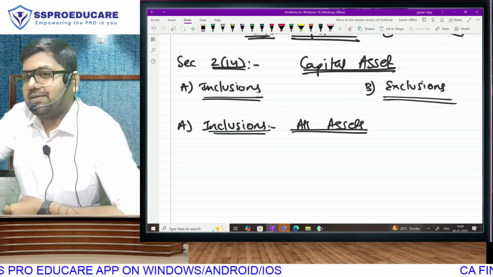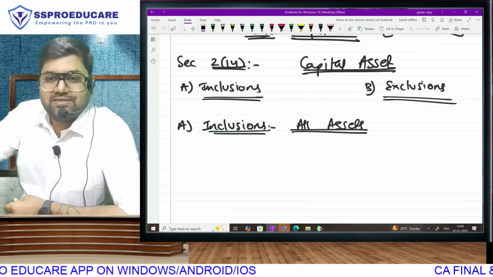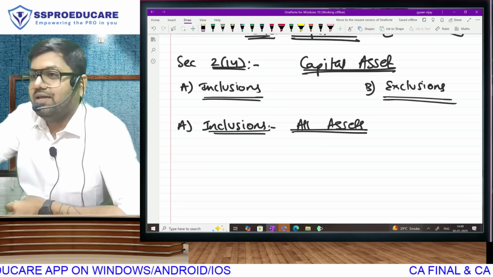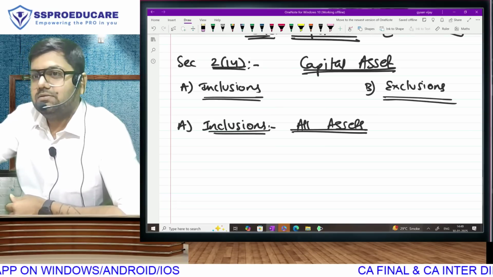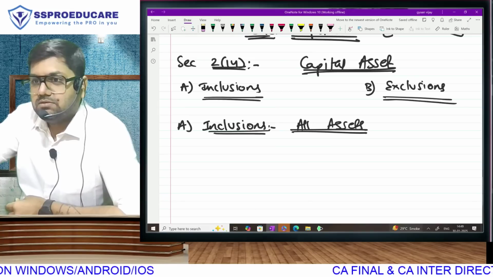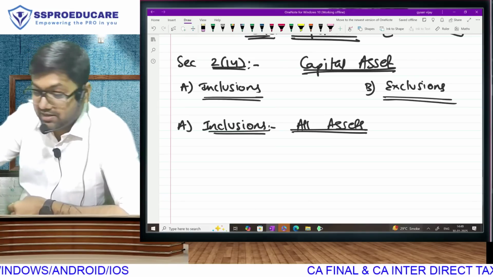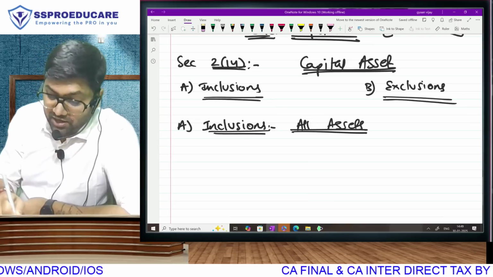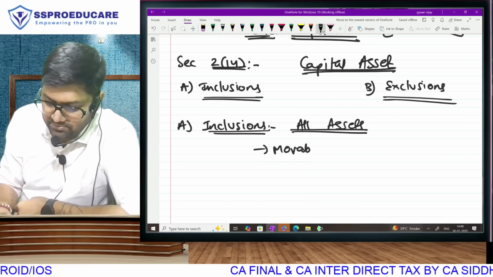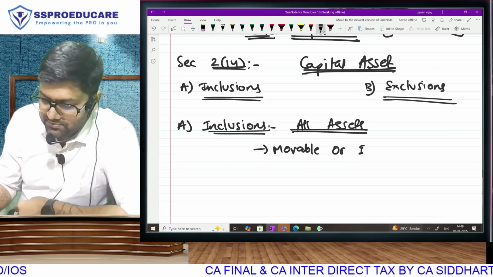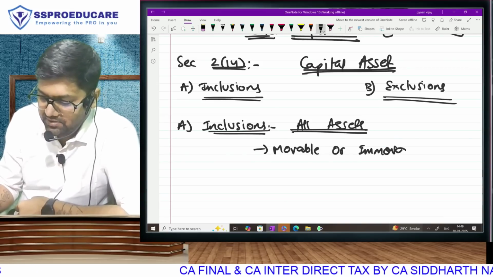that a capital asset? Are you a capital asset? Everything that you see around you, is everything a capital asset? Yes. They further clarify. Everything is a capital asset, whether it is movable or immovable.